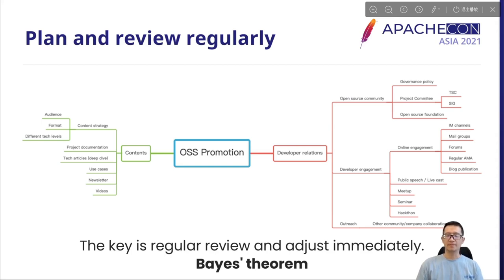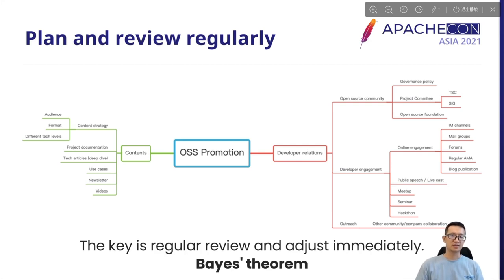Second, we need to engage the developers more frequently, and this will certainly help to grow the developer community size. For engaging the developers, we can utilize different strategies and ways. For example, we can use instant messaging tools for online engagement. We actually use Slack for the overseas community, and we use a WeChat group for the community in China.